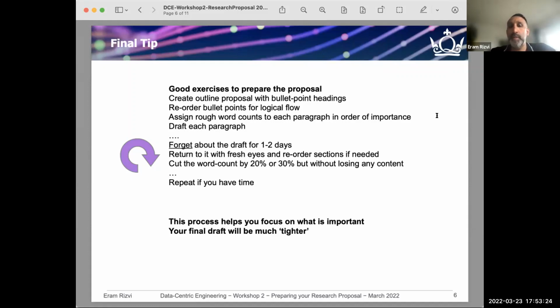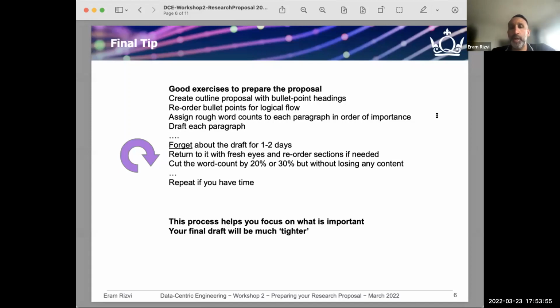And then once you've done that, you can go ahead and just draft each paragraph. And here's the important point. I'd strongly suggest that you then forget about that draft for 1 or 2 days. Just don't even think about it. Don't even open the document again. Go and do something else. But then after 2 or 3 days, come back to it and read it with fresh eyes, reorder the sections if necessary, and then cut the word count by, let's say, 20%, but do it without losing any content.